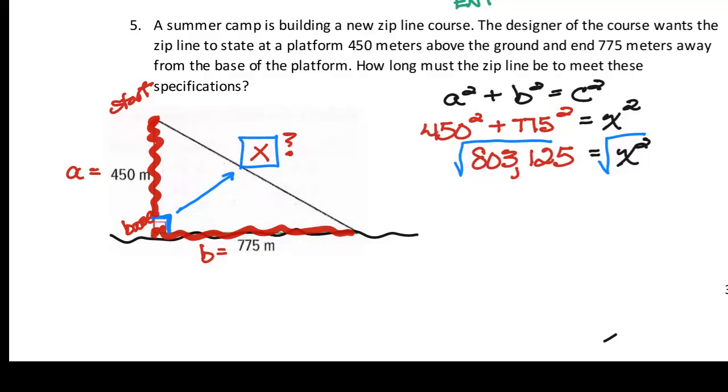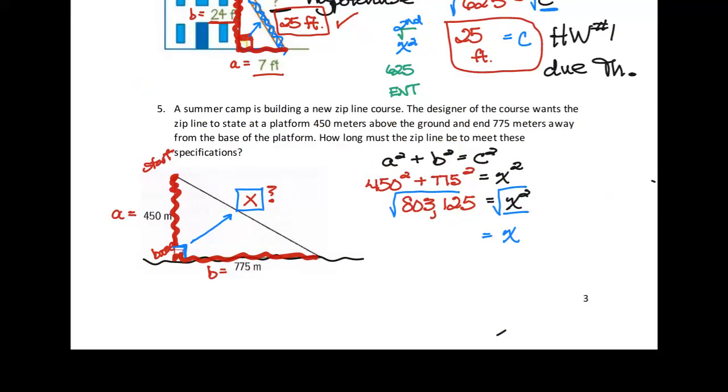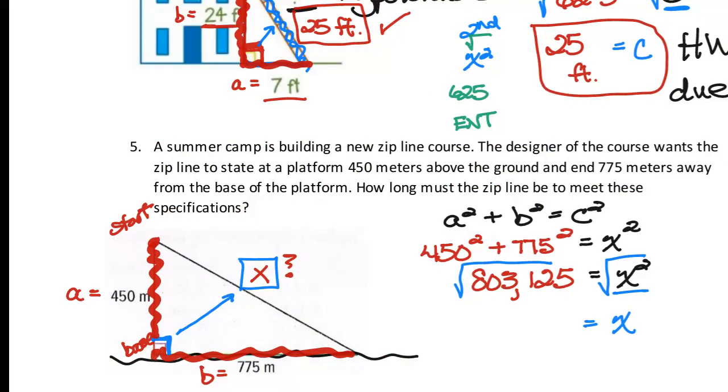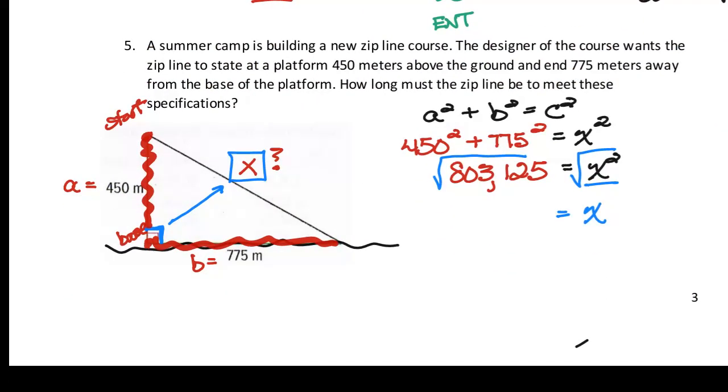Take the square root. The square root of anything to the second power is the base itself, which in this case is X. And if I take the square root of 803,125, that means I hit second and X squared, and I retype in that number and hit enter. And it says, anybody got an answer?